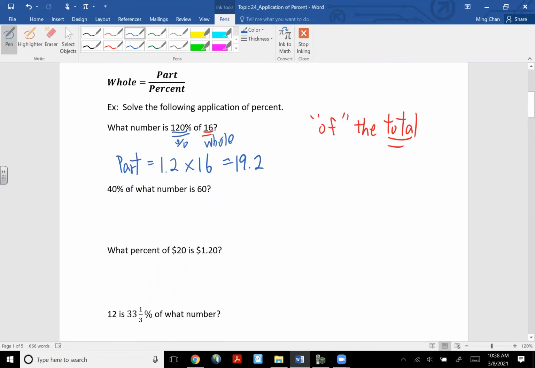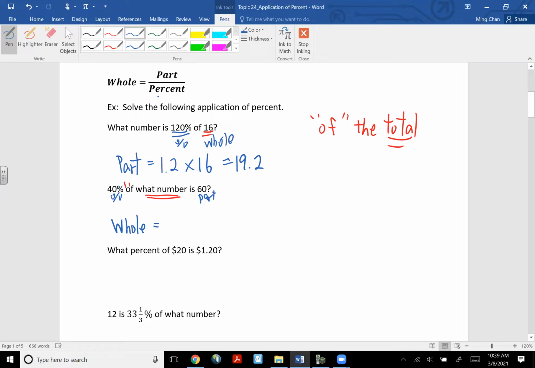40% of what number? Of what? Of the total, right? We don't know what total that is. So this question tells me that I'm looking for the whole. Of what total? I don't know. Is 60. So if I'm looking for the whole, then the 60 has to be the part, and the 40% is the percent.